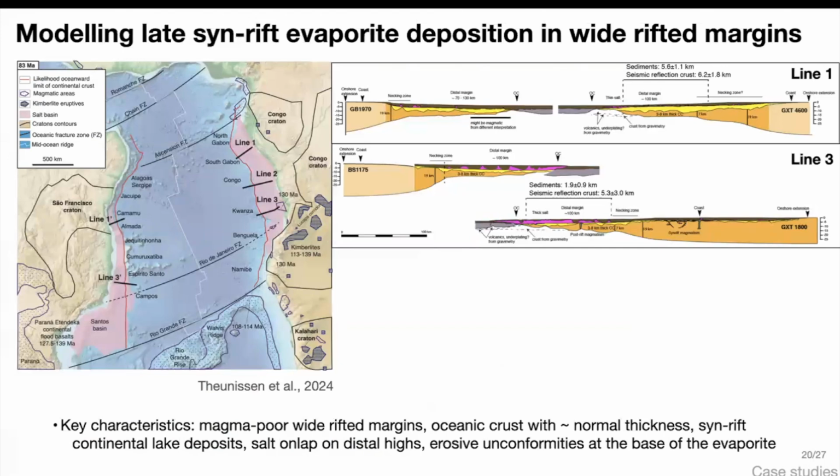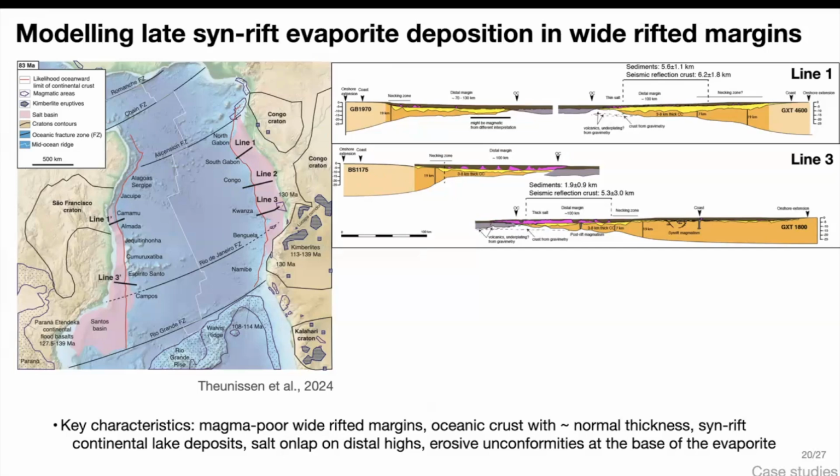This is the last case before I go to some conclusion. So it's modeling that has been done recently about modeling the late syn-rift evaporite deposition along wide rifted margins. In that system, you have a giant salt basin, and it has the following key characteristic. So it's a magma-poor system.